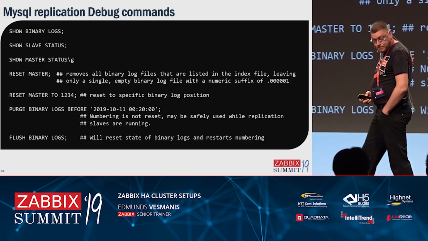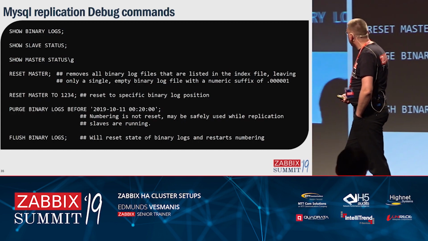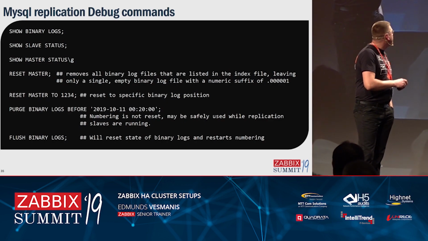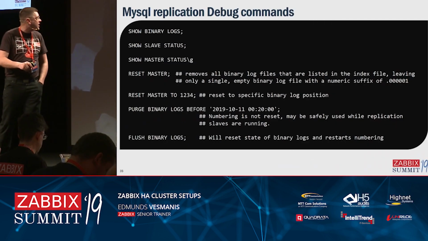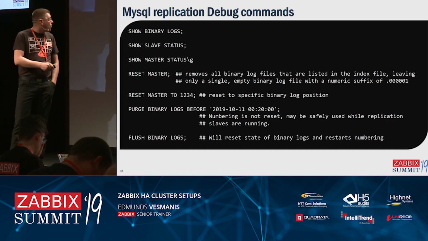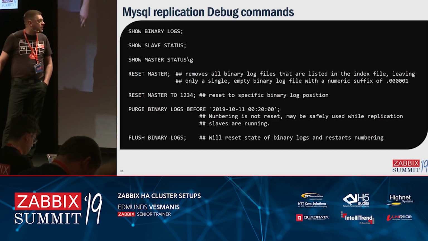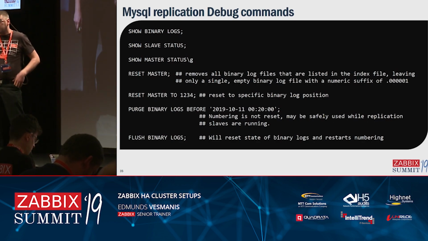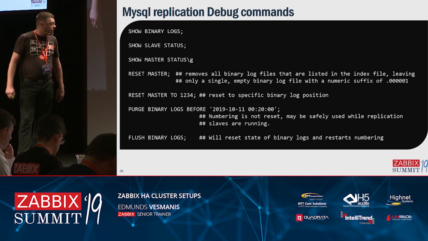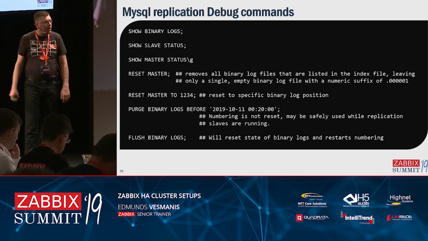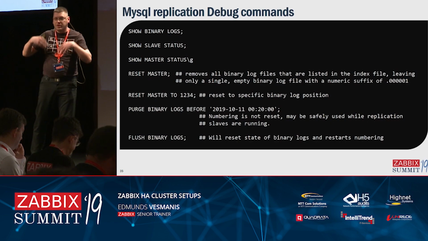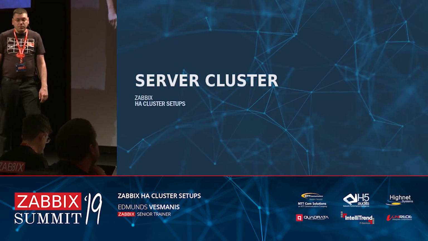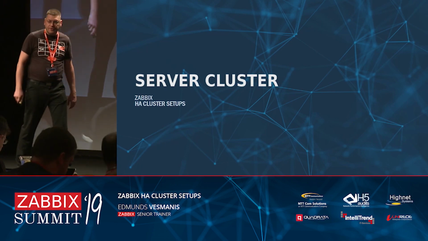And to debug our DB cluster, some basic useful commands are: show binary logs, slave status, master status, reset master, or we can even reset master to a specific log position. We can purge our binary logs if we see they have grown too big. And flush will reset the state and restart the numbering. So let's say you want to start from scratch. So these will be useful.